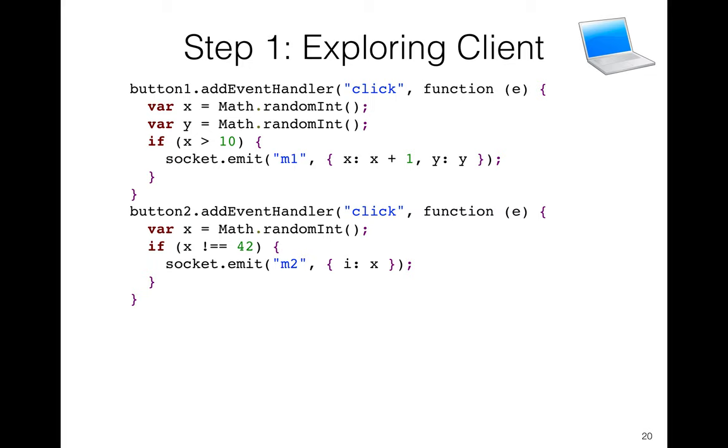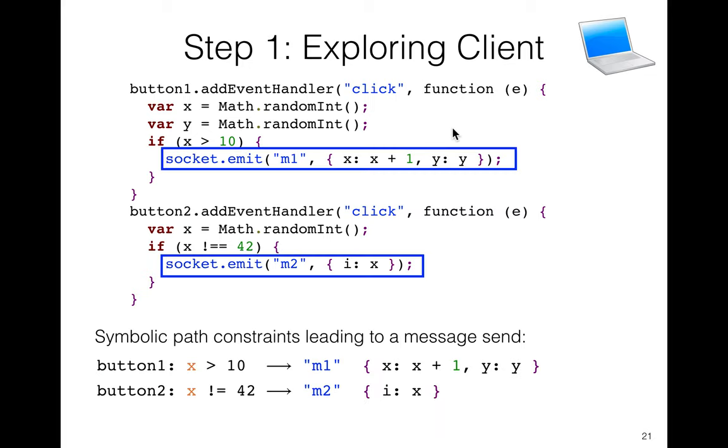This is the relevant part of the client-side code of our running example. In the first step, Stackful iteratively explores the client in order to find a message send, such as these two socket.emits where the client communicates with its server. In order to explore the program, Stackful executes the client-side code and mocks any event handler that is registered there, while again collecting symbolic path constraints such as these two.